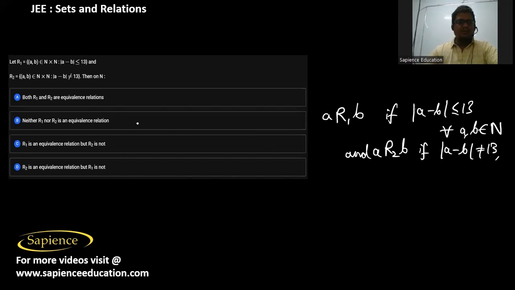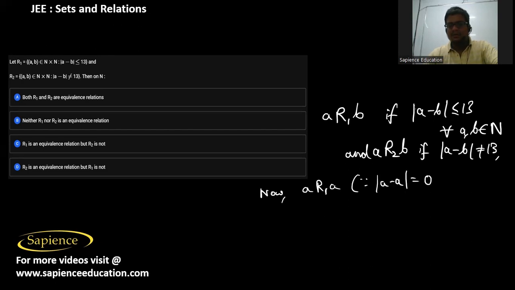Then on N, which of them are equivalence relations? If R1 and R2 are equivalence relations, that we have to find out. Now, A is related to A under the relation R1, since mod of A minus A is equal to 0, which is obviously less than or equal to 13. So therefore R1 is reflexive.